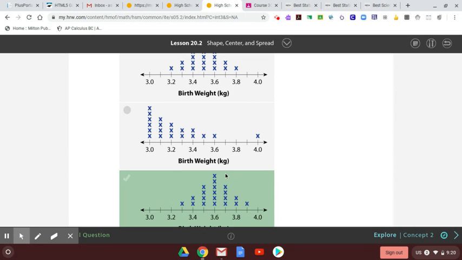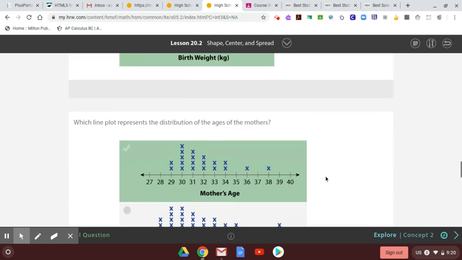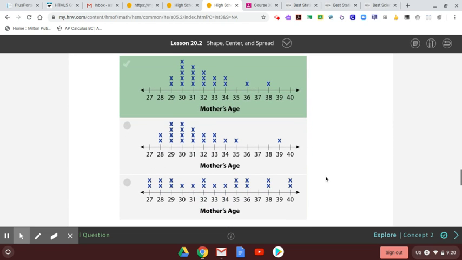And this one has a single mound with even tails on both sides, so this is what we would call a normal distribution. And then the last one we would identify is the distribution for the ages of the mothers.